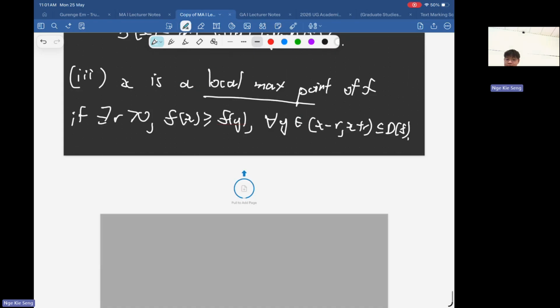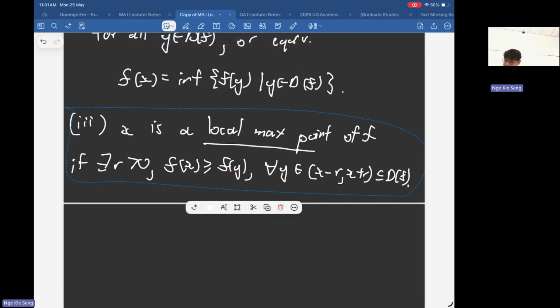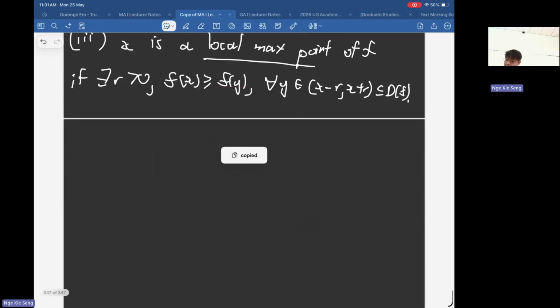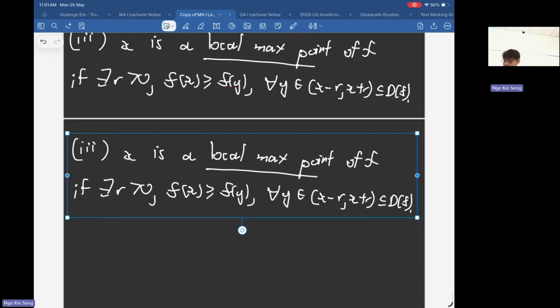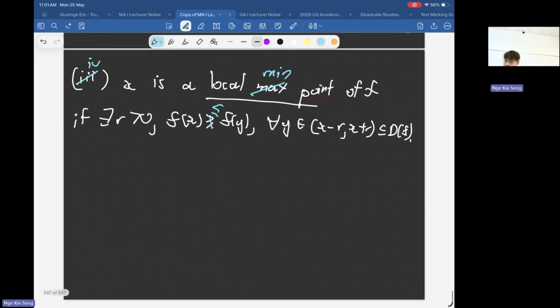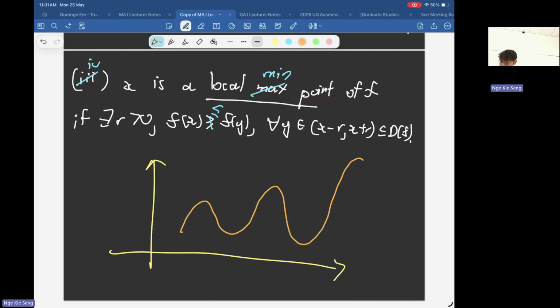Okay, anyway, local max, local min. Then we can apply this to local min as well. Basically you just copy paste this whole thing here, and then change it to min. How do we change it to min? We just simply swap the inequality. Maybe I give you a picture, a picture like this.